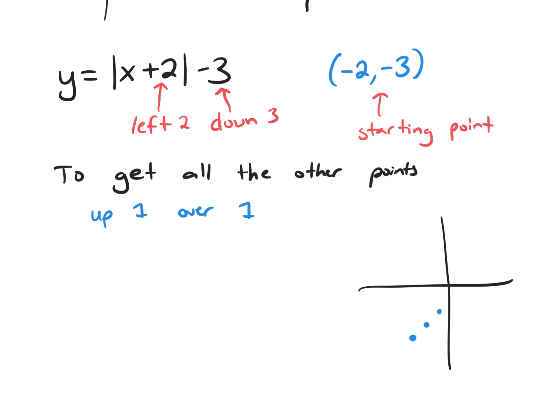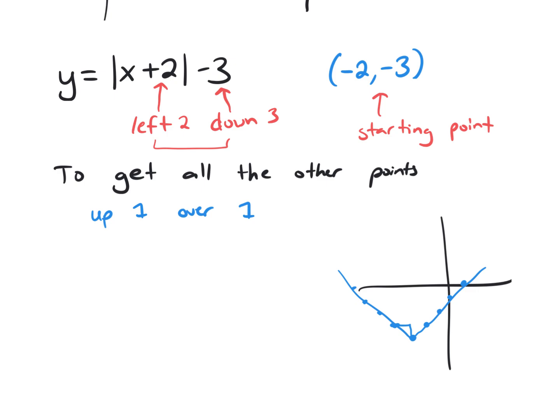How do you think I get the other side? How do I get this side of the V? We go up 1, over 1 again. It just mirrors on the other side, up 1, over 1, and that creates your V. The biggest thing with absolute value functions is we use the equation to get our starting point.